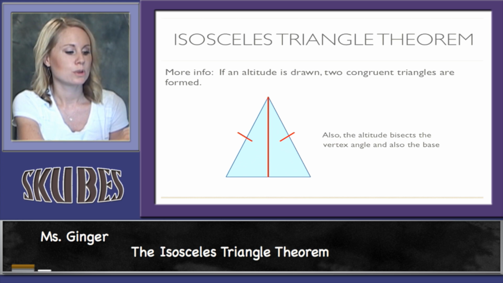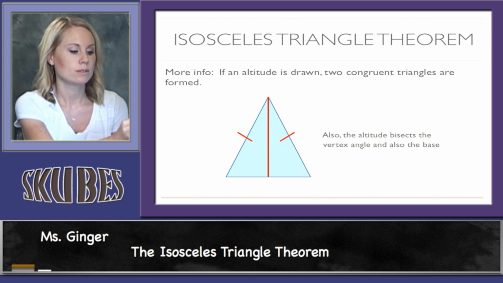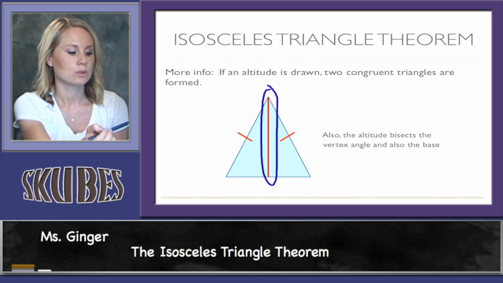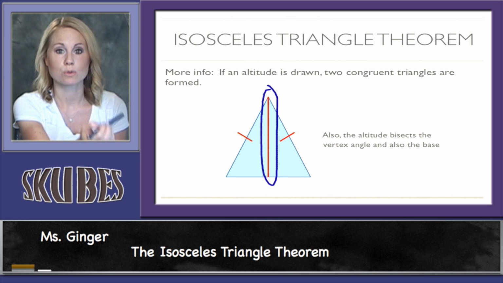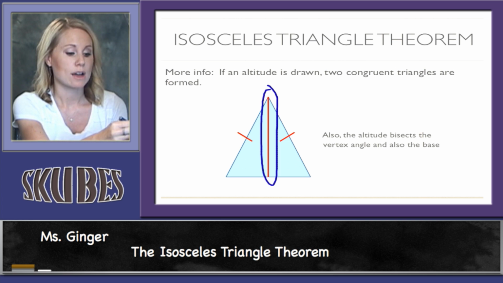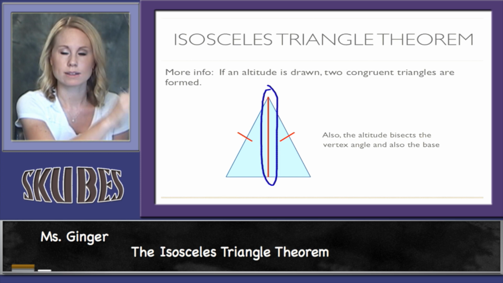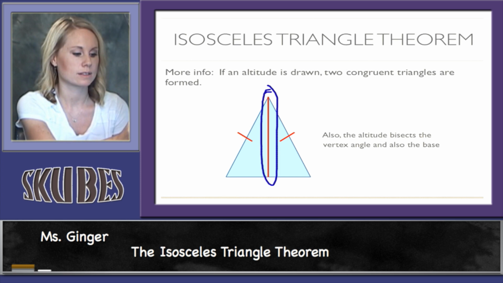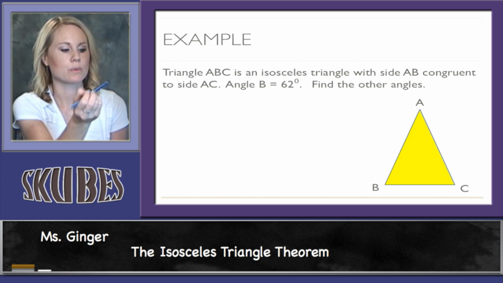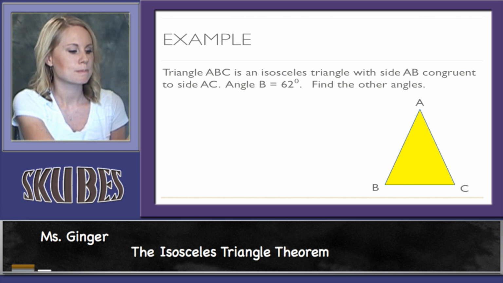You also need to know that if an altitude is drawn in a triangle, that's this thing here, it's going to split up that triangle into two congruent triangles, two equal triangles. And also the altitude bisects the vertex from which it came and the base. So it's sort of splitting exactly in half the vertex here that it's stemming from and the base length. So a couple good things to know when you're trying to find those missing pieces.